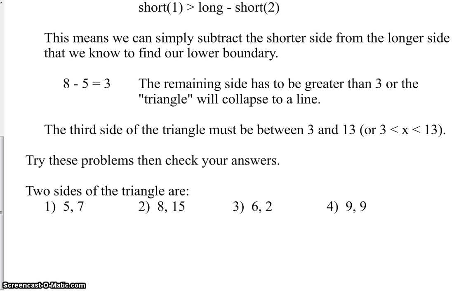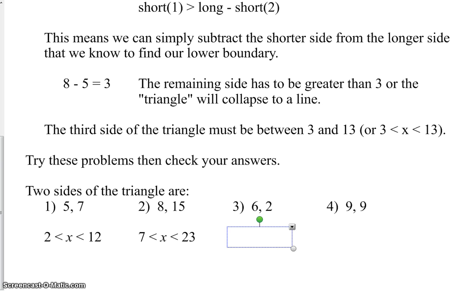Following the process that we've just been given, the third side of the first triangle would have to be some value between 2 and 12. The upper boundary, 5 plus 7, was 12. The lower boundary, 7 minus 5, was 2. For our second triangle, the values have to be somewhere between 7 and 23. 8 plus 15 was 23. 15 minus 8 was 7.